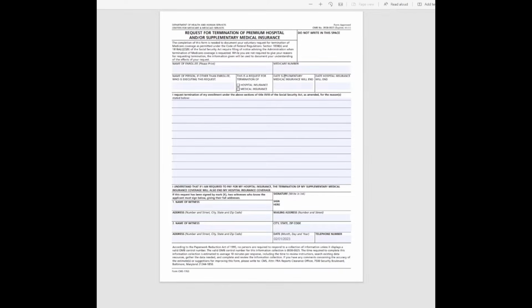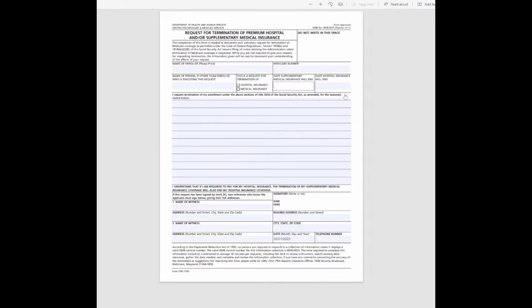All right, date supplemental medical insurance will end. So this is pretty important. I don't know why this box is left to the claimant to fill out. This should probably be something that Social Security fills out because of something called the month after the month rule.